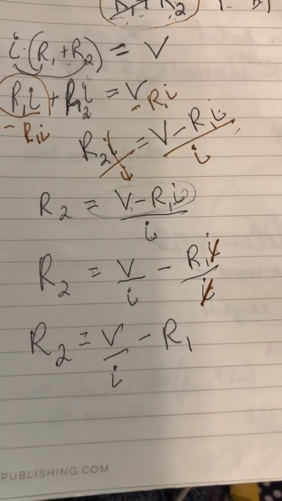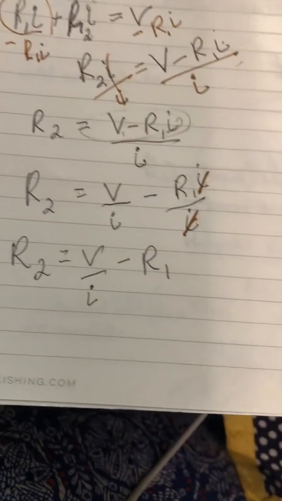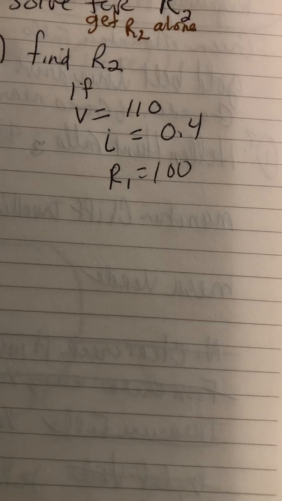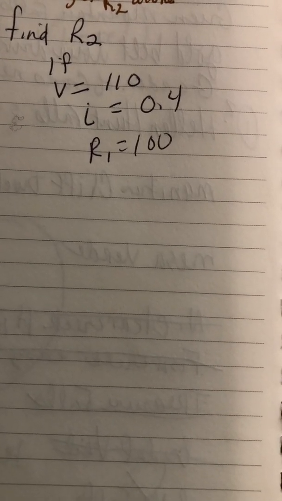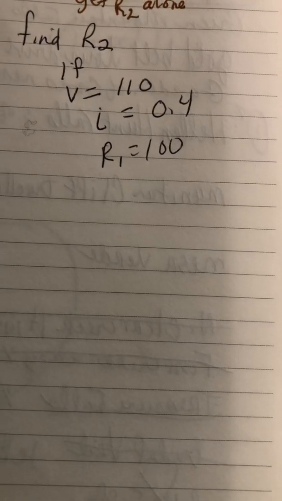So that's part A. Now part B says, what if you know the values for a lot of these? They want you to solve for R2. They want you to put those values in there. So V would be 110, I would be 0.4, R1 would be 100, and then you would follow the order of operations to solve that.